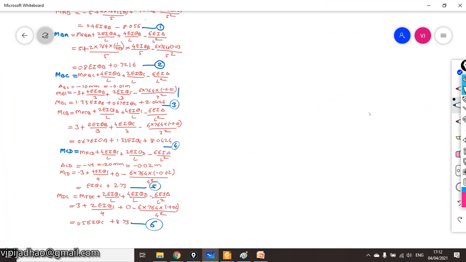Okay, so we have written down these 6 slope deflection equations. And this is our beam.